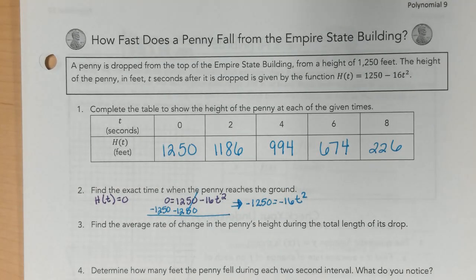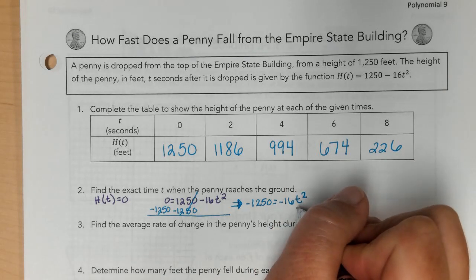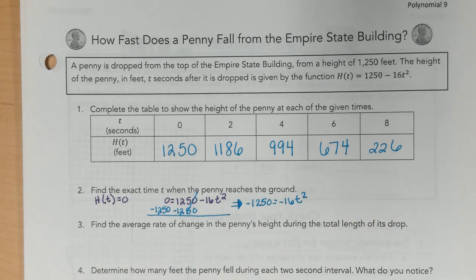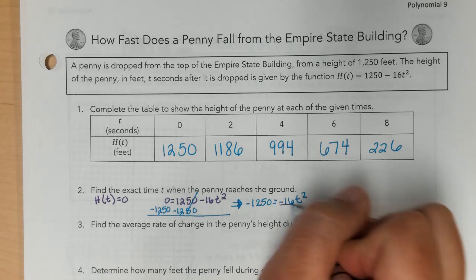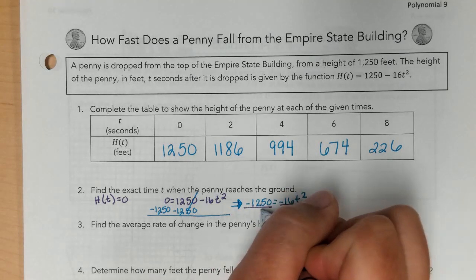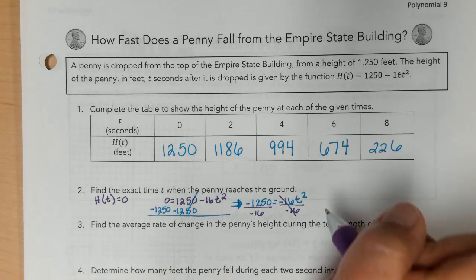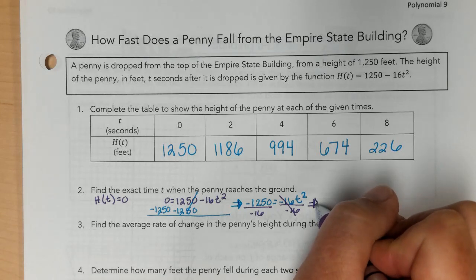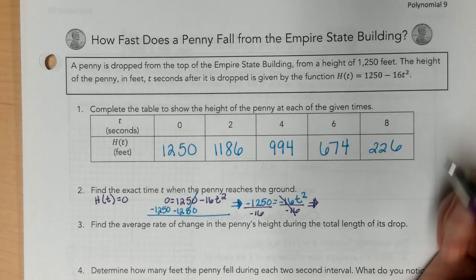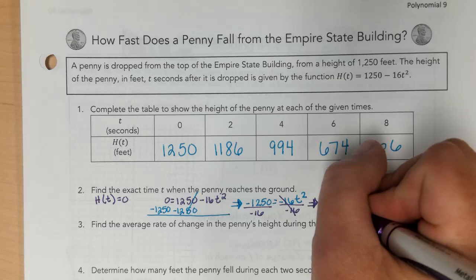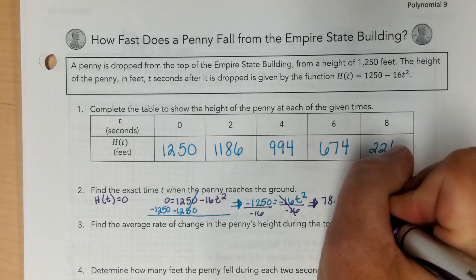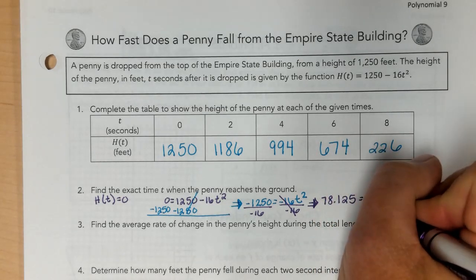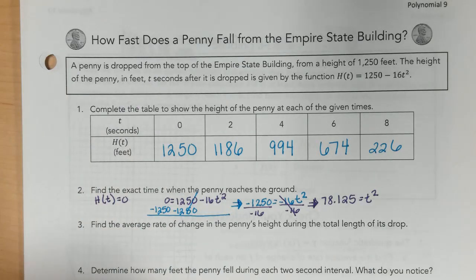Now what? You can just divide by -1 to make it easy. Change the signs, they're the same. Okay, but I don't want to just do that. What else do I want to do with it? Oh, divide by 16? There we go. Divide by negative 16. And so that gives me, when I do 1250 divided by 16, what do I get? 78.125 equals t squared. And then I would do what to get t by itself?